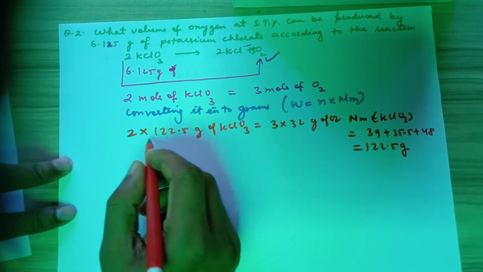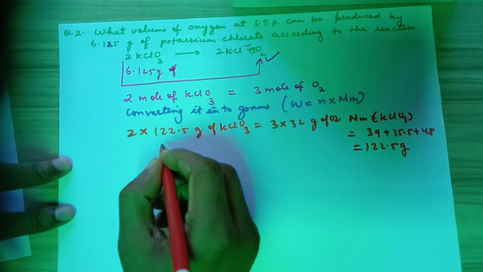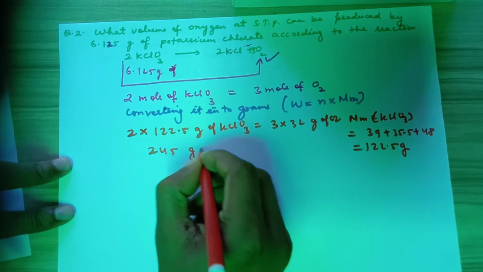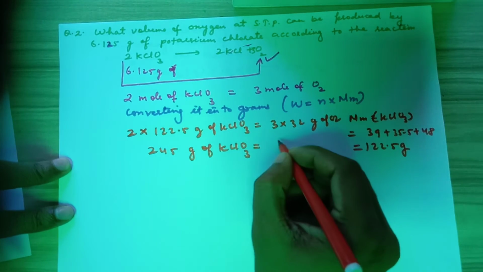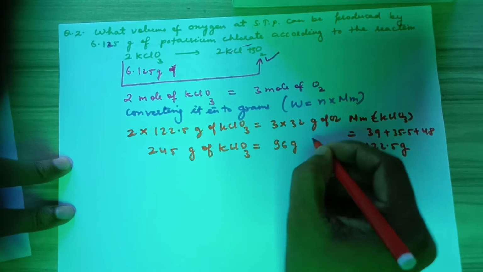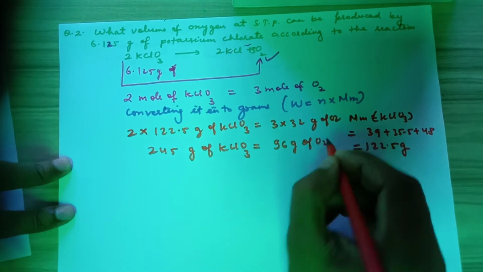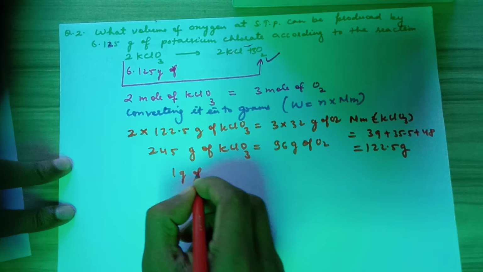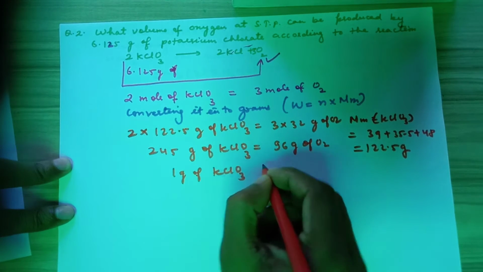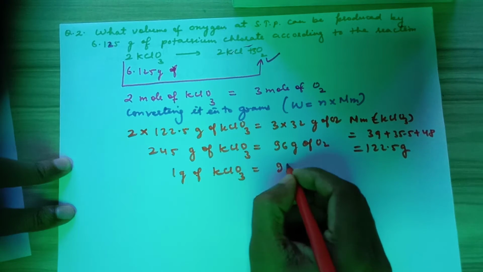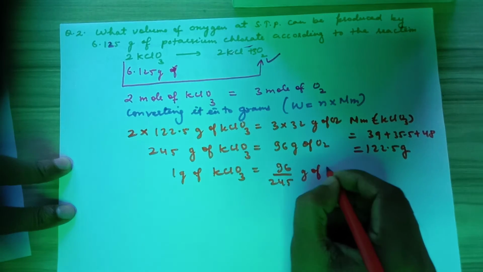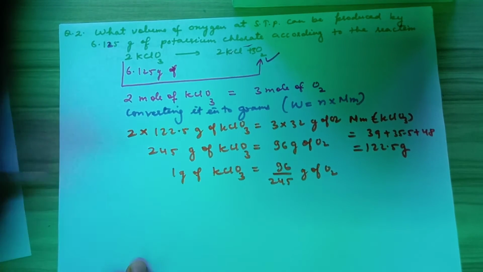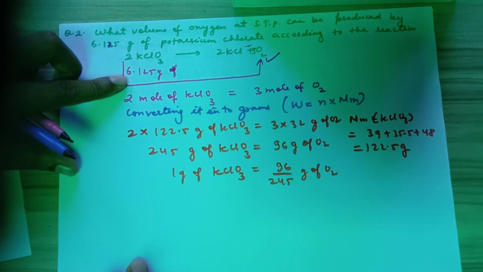So it will be 122.5 gives 245 gram of KClO3 gives 96 gram of O2. So 1 gram of KClO3 gives 96 by 245 gram of O2. Now the given amount is 6.125.